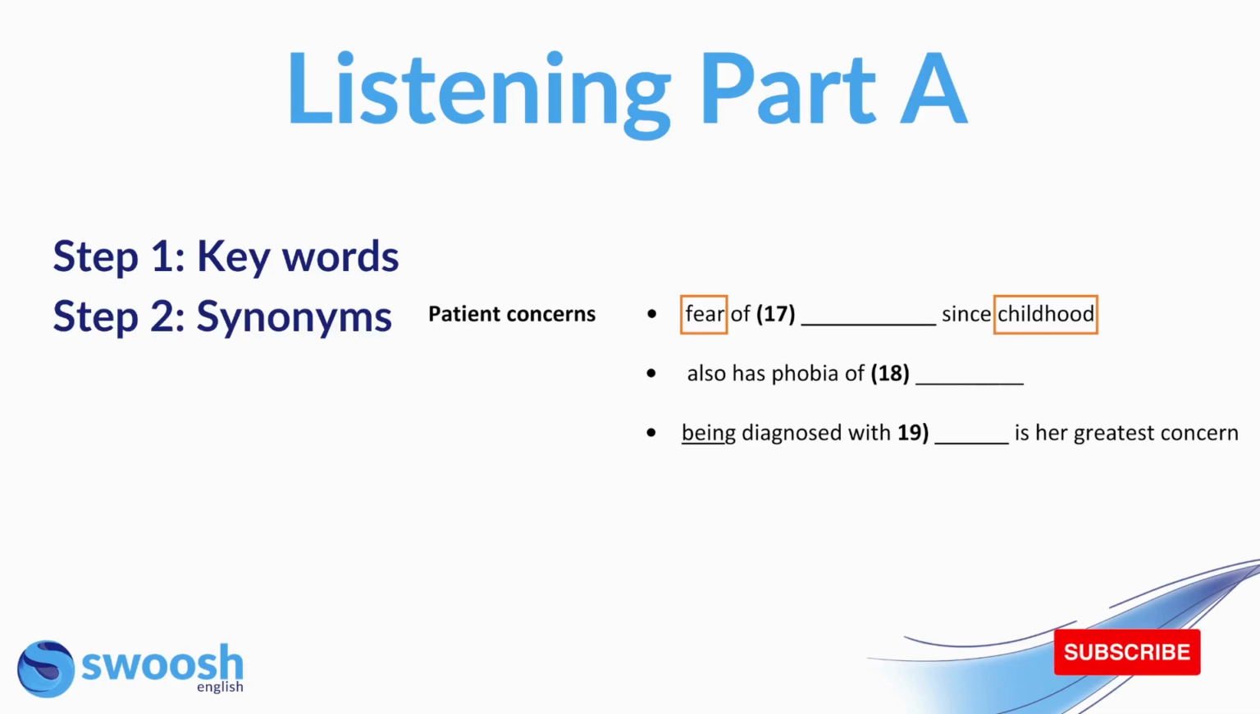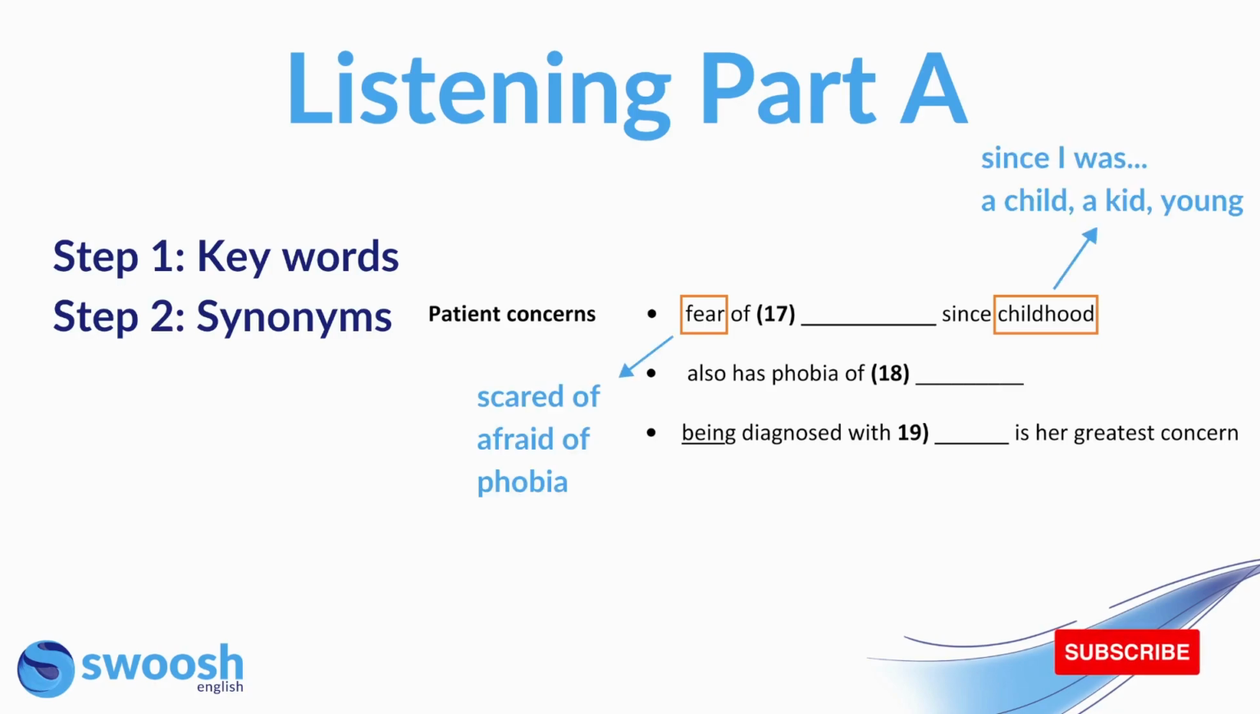Now, step 2 is to think about synonyms, because when you listen to the audio, they won't necessarily use exactly the same words or phrasing as you see in the notes or the questions. So it's very important that we think about how the answer might be paraphrased using synonyms. Let's think of some synonyms for the identified words here. So for fear, they might say scared of, afraid of, or they might even use the word phobia. For childhood, they might say since I was a kid, a child, or since I was young. So there are just a few different ways that you might hear this answer expressed in the audio.